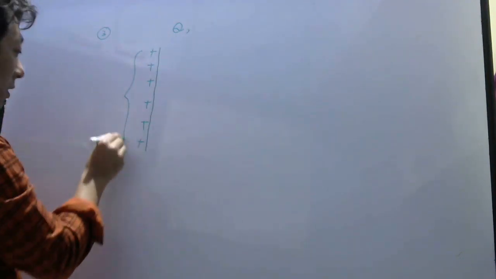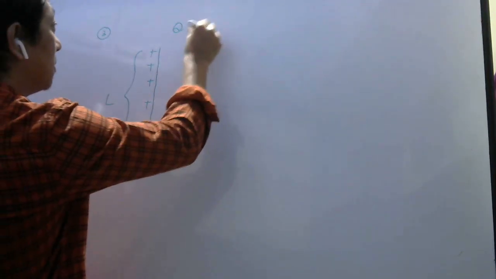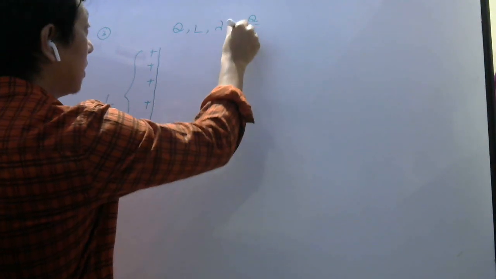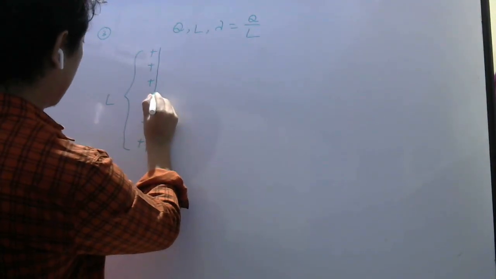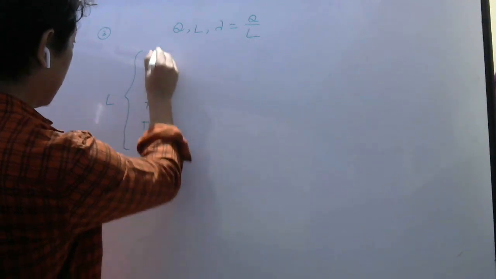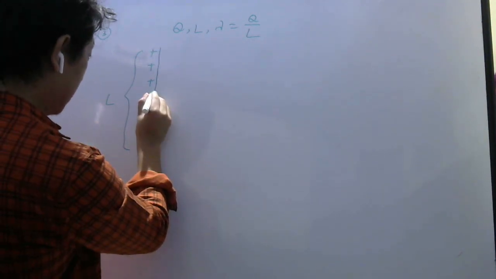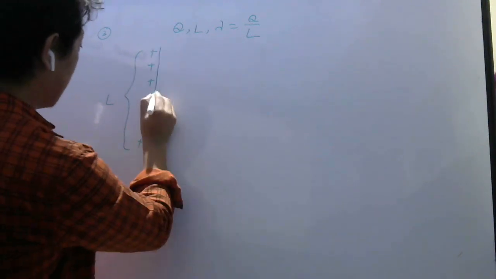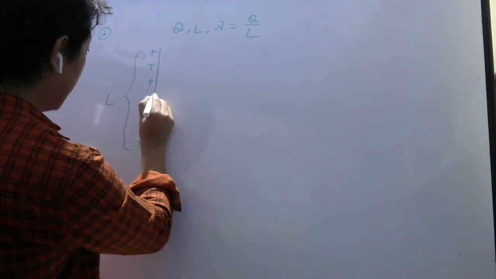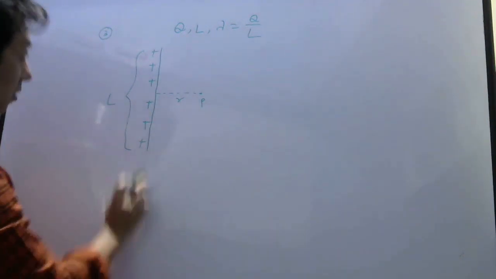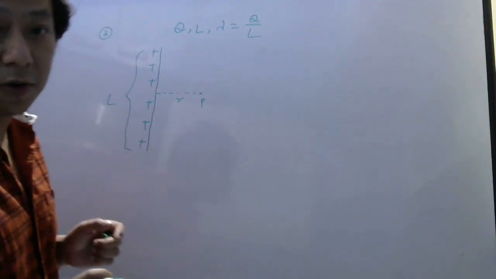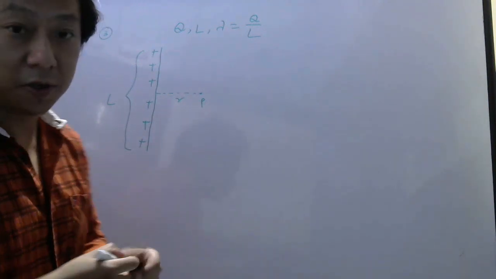Line charge. Total charge is Q, total length is L, which means lambda will be total charge by total length. And now I want the electric field at a point which is at the bisector of this line. Matlab, find the midpoint and go some distance. Here I want, so not here or here. So you cannot use the formula of the first topic.